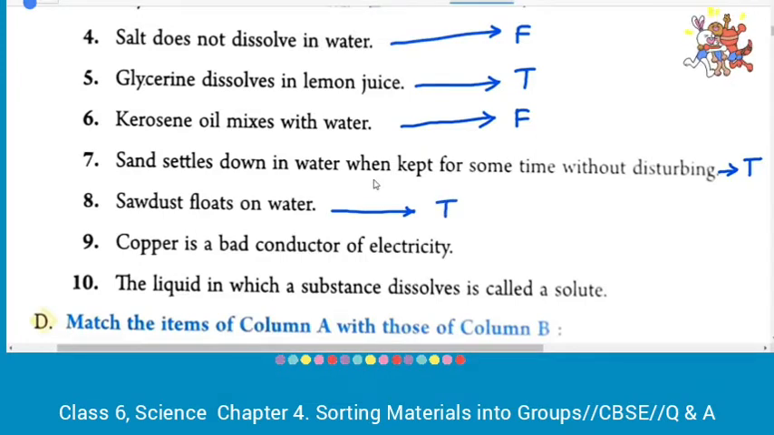Copper is a bad conductor of electricity. False, because copper is a good conductor of electricity. 10th one: the liquid in which a substance dissolves is called a solute. False, because a liquid in which a substance dissolves is called a solvent.